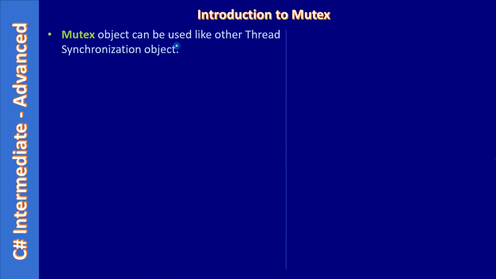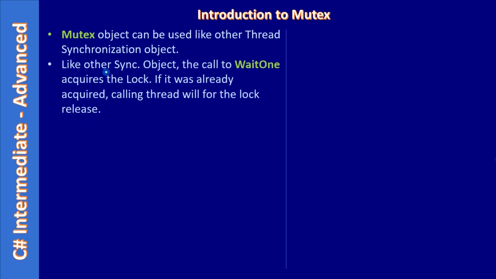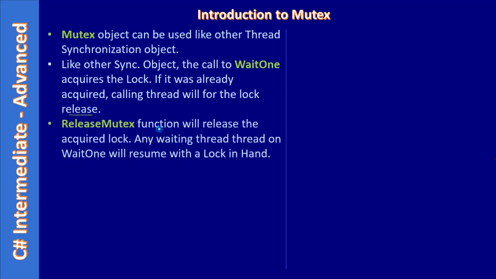A Mutex object can be used like other thread synchronization objects, which means like other sync objects, the call to WaitOne occurs the lock. If it was already occurred, the calling thread will wait for the lock release. So we saw this multiple times. Mutex also behaves the same way. The ReleaseMutex function will release the occurred lock.